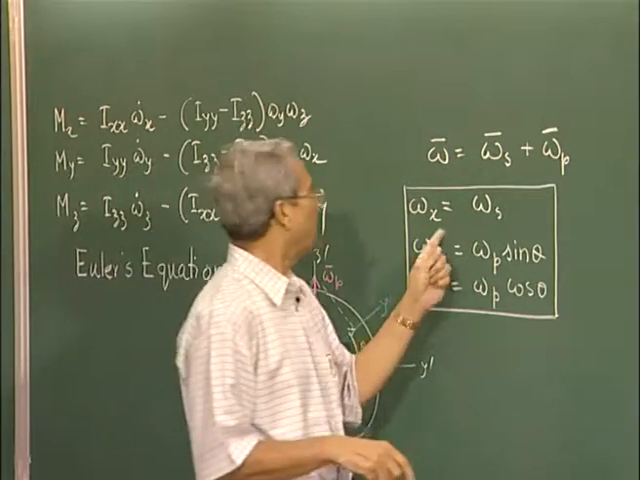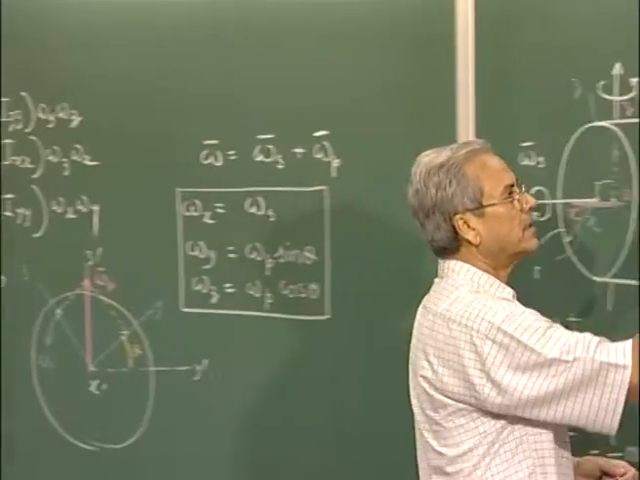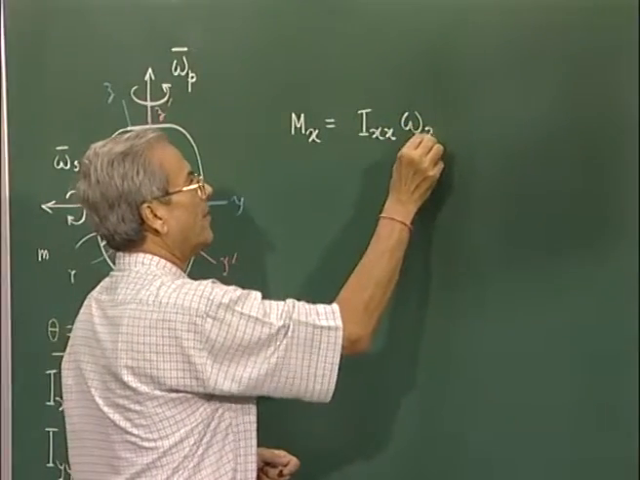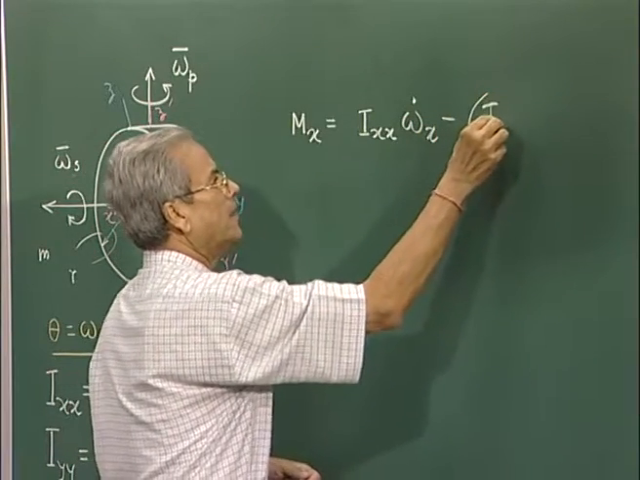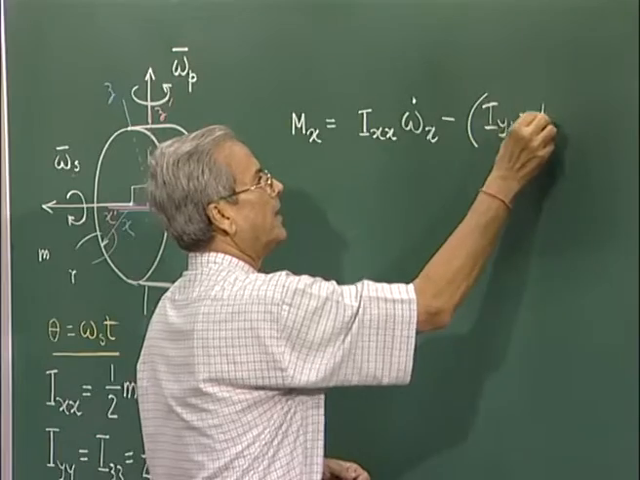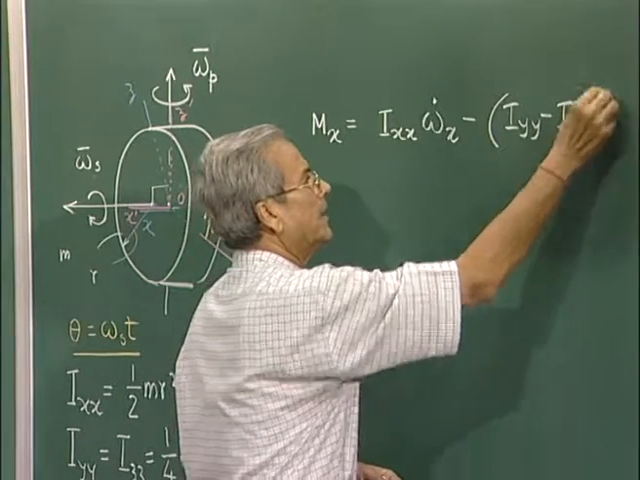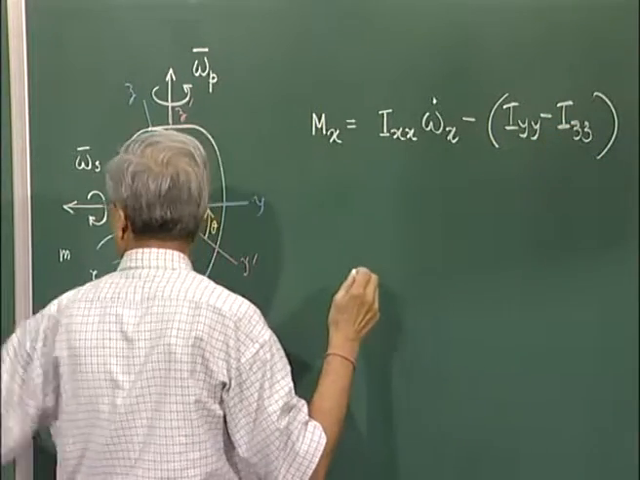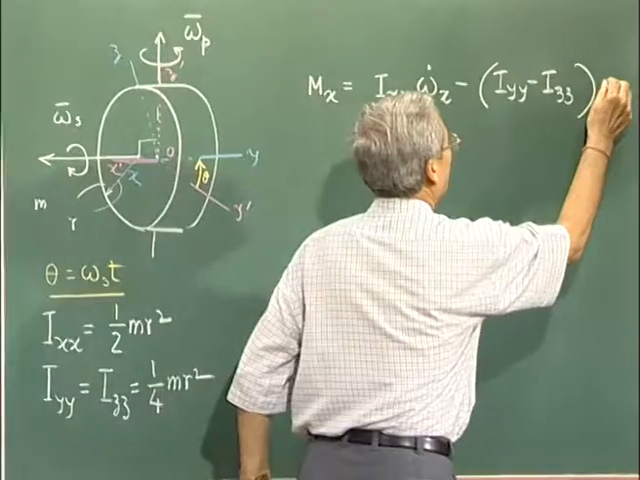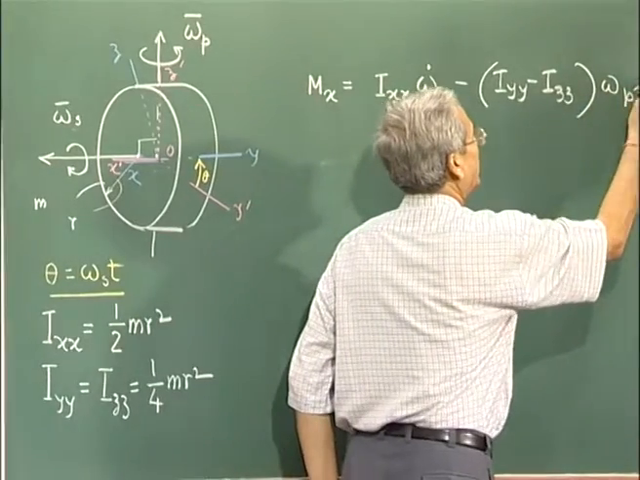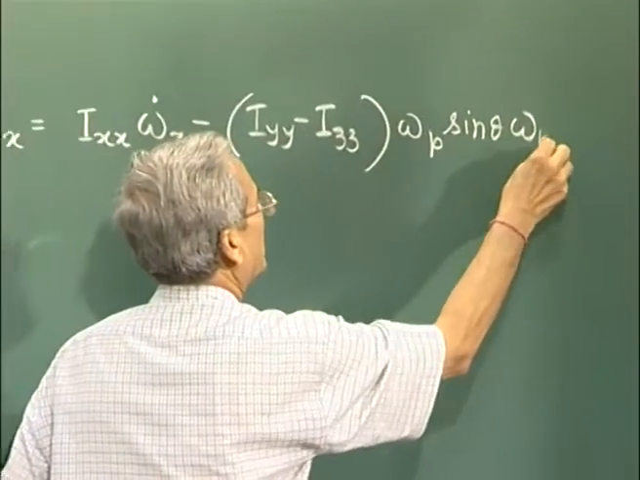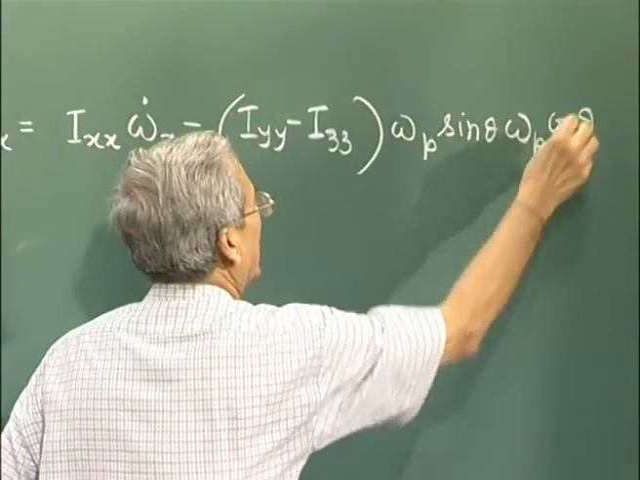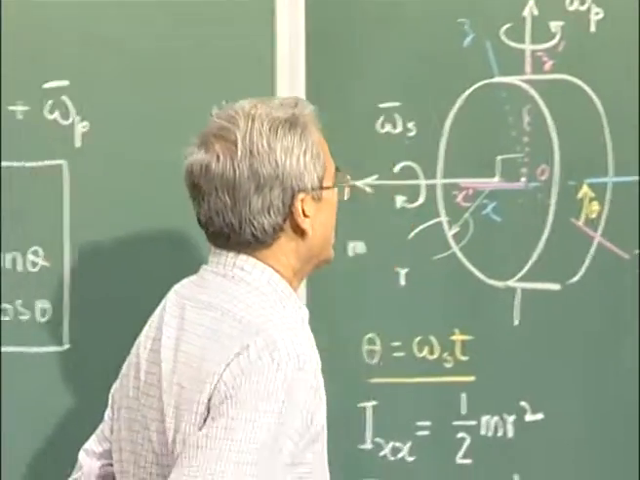So, now omega x dot is this, minus Iyy minus Izz. Omega y is omega p sin theta and omega z is omega p cos theta. That is the first equation.